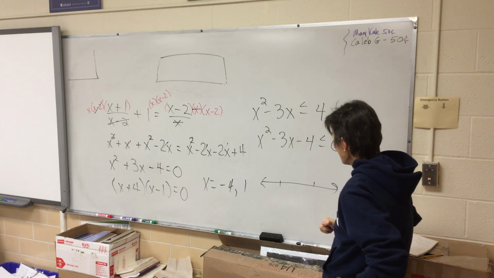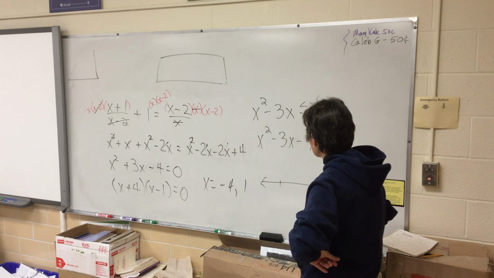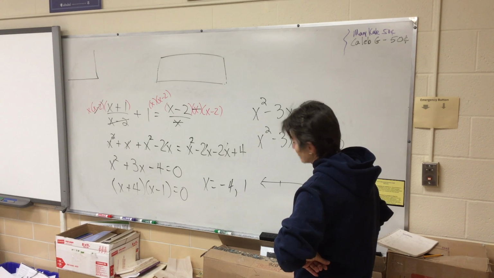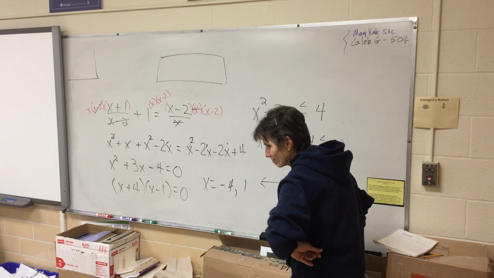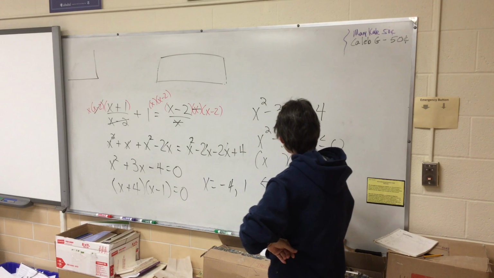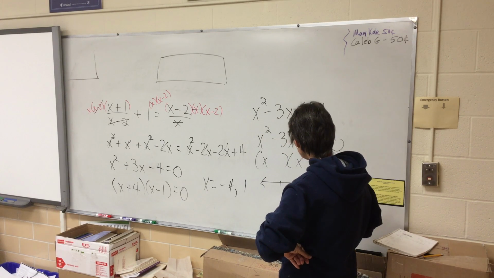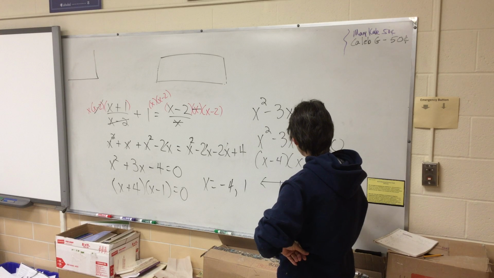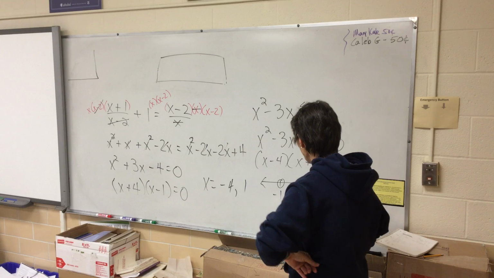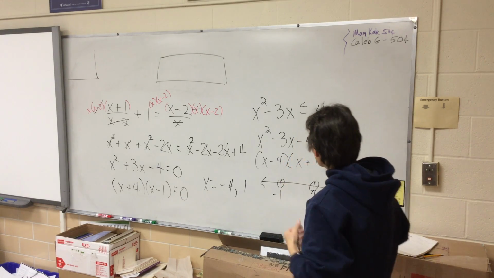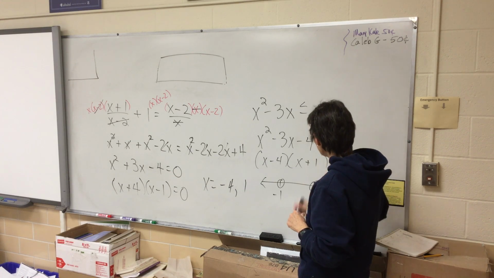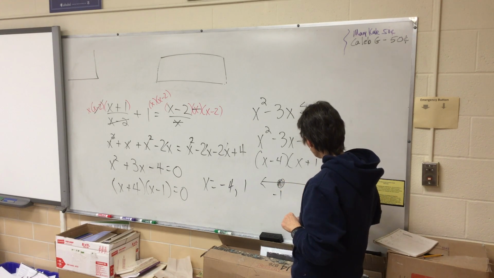All right, what's next? Factor the equation? Yeah, absolutely. Factor it so that you know where to put the dots, right? So it's going to be minus 4 plus 1. So I'm going to have a dot at -1 and a dot at 4. Remember, the parentheses, the factors give you the dots. Now there is an or equal to on that problem, so I will have to color those dots in.